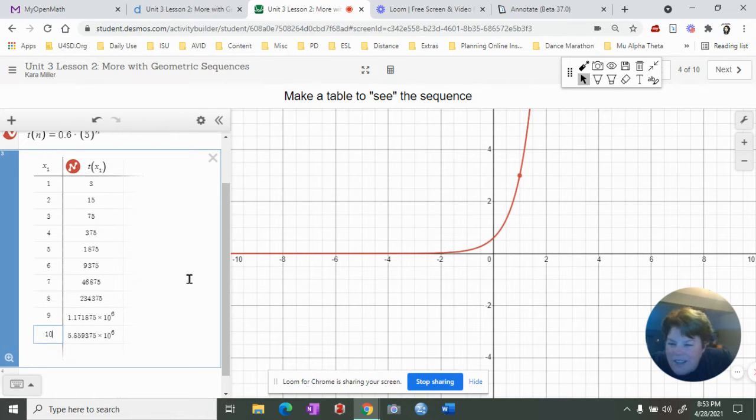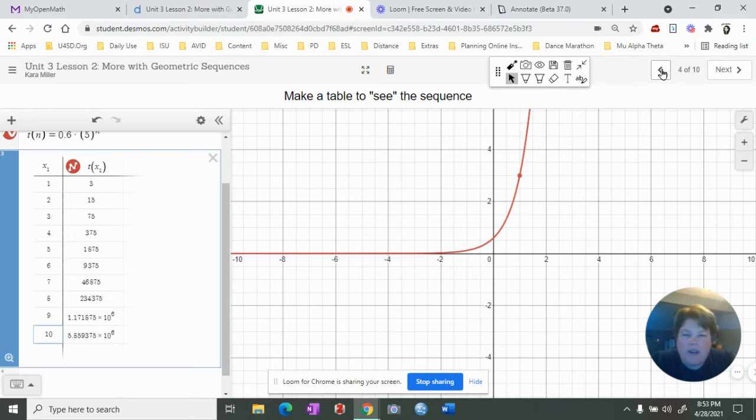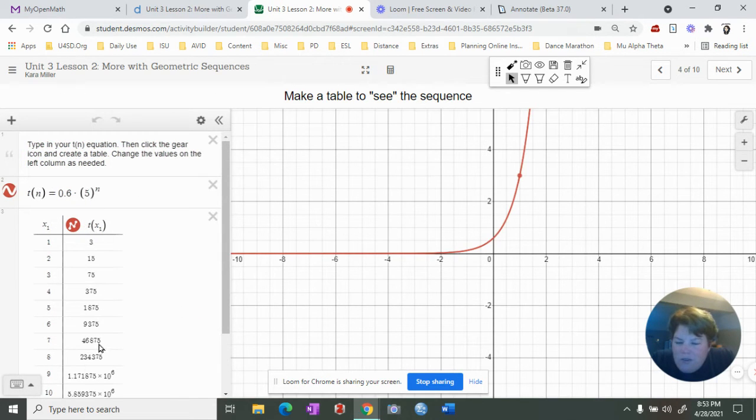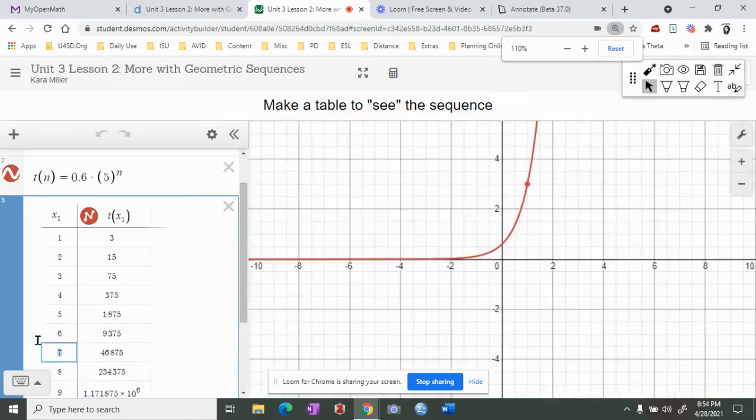All right. So we wanted to know if, let's back up a slide because I can't remember what number we were looking for. Is 46,875 in the sequence? So, 46,875 is in the sequence. That is my 7th term.